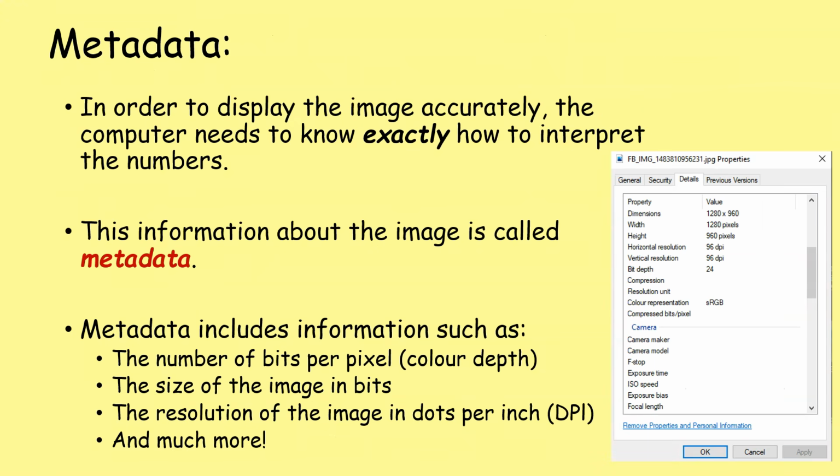In order to display the image accurately, the computer needs to know exactly how to interpret the numbers. The information about the image is called metadata. Metadata just means data about data, and anytime you store anything, whether it's image, sound, or text, there will be some metadata stored with it so the computer can make sense of all the numbers. For images, metadata includes information such as the number of bits per pixel, the color depth, the size of the image in bits, the resolution of the image in dots per inch, etc., and much, much more.